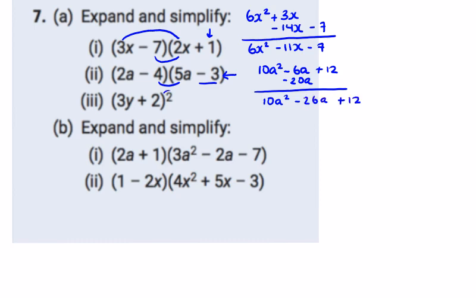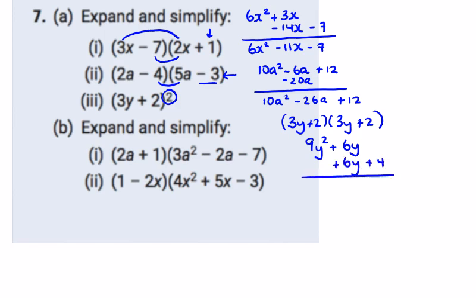When we have something to be squared, we multiply it by itself, so I'd recommend writing the bracket twice. This is the one that tricked most of you on the first year test last summer. 9y squared, 3y by 3y, 3y by 2, and we're going to have that twice. And then 2 by 2 is 4. And combining these, we're going to get 9y squared plus 12y plus 4.